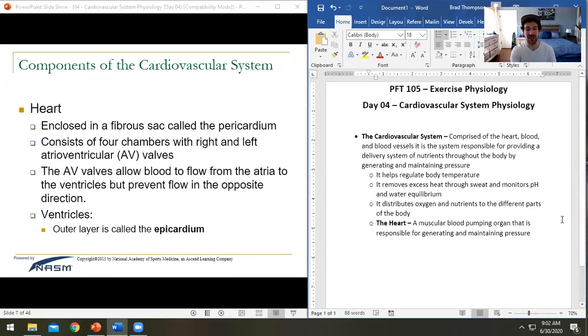Now, your heart is enclosed in a little fibrous sac that's not necessarily part of the heart itself, but it is something you'll sometimes be asked about. It's enclosed in a fibrous sac called the pericardium.